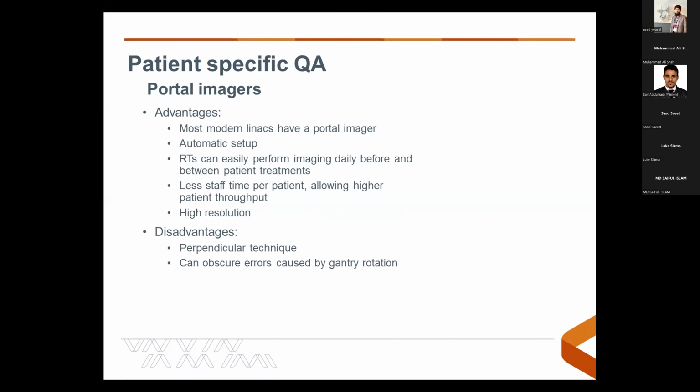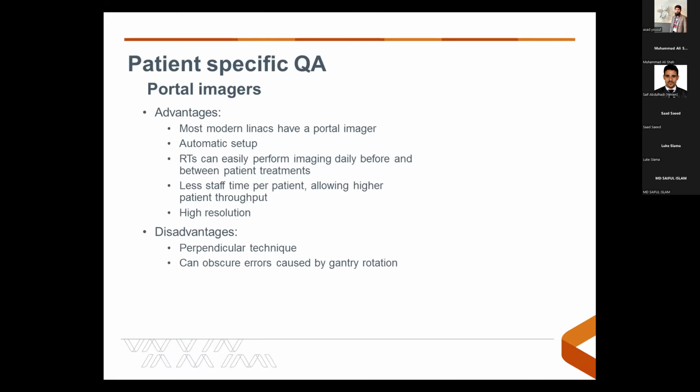Portal images. So the advantage of portal images is they're normally attached to the LINAC. So most modern linear accelerators have a portal imager perpendicular to the main treatment beam. It allows for automatic setup. The RTs can easily perform imaging daily before and between patient treatments. So in our department, we use portal dosimetry, and in the morning after the RTs have done the daily LINAC QA, they'll deliver maybe 3 to 5 portal dosimetry plans for every machine.